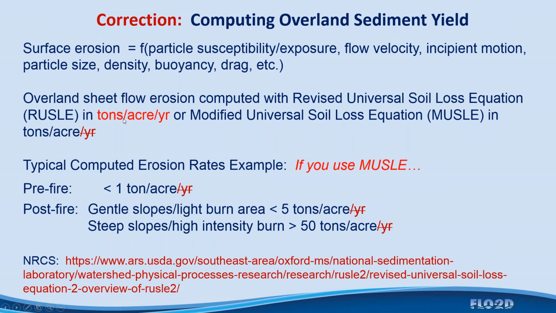So what I'm saying is that use the modified universal soil loss equation if you're trying to replicate a storm or do a 100-year event or something like that. So if you use MUSLE, you're going to get this in tons per acre for fire prescription and for post-fire and so forth. Okay, and here's a reference if you wanted to look at the differences and discuss and look at the application of the RUSLE.